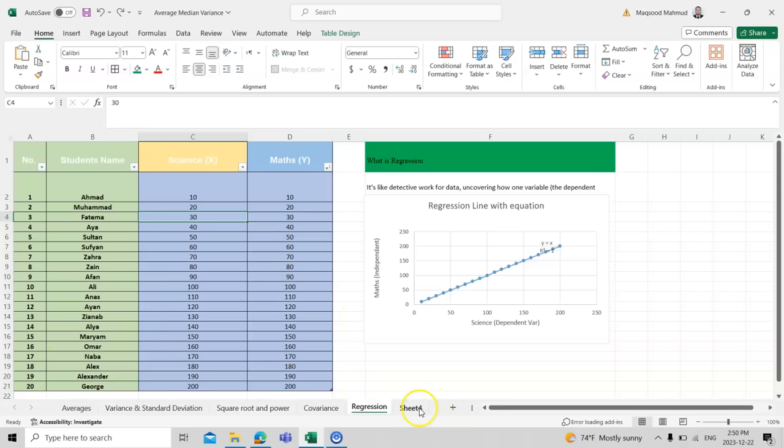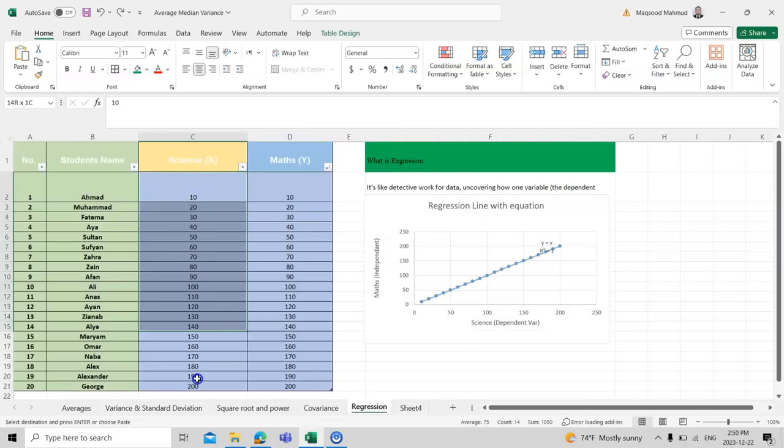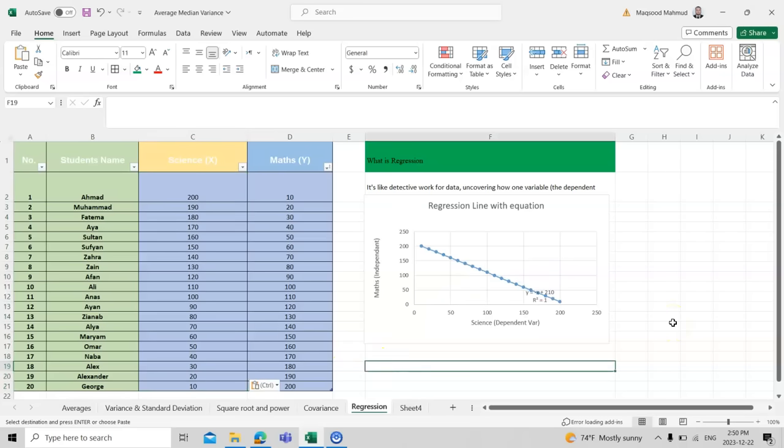Now let's suppose we want a reverse equation. Let's transpose the data and change it into reverse order. Now you see the direction is totally changed, and the equation has changed: y equals minus x plus 210. If you add these two values, 200 plus 10, that would be the value of y. So the prediction of y is based on adding the values up to 200. The R-squared would be the same, but the direction is different.